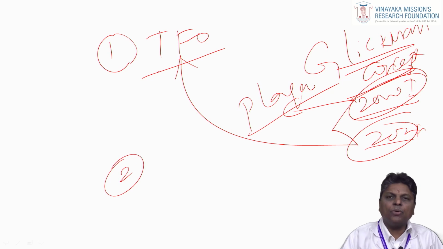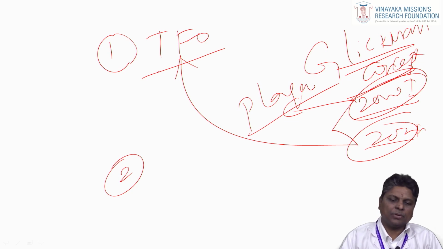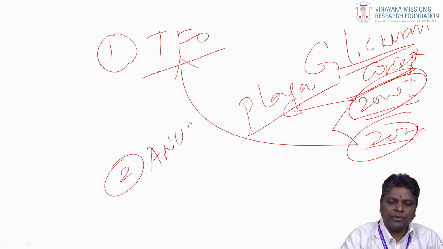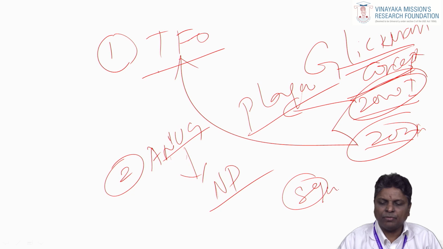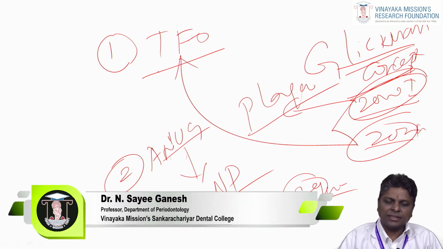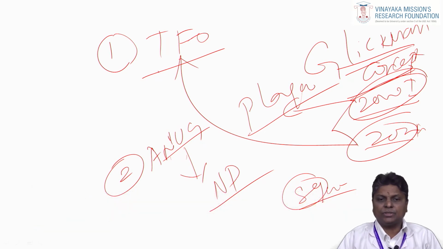The second one is acute necrotizing ulcerative gingivitis, which you may all know, also called trench mouth. This ANUG can become NP, that is necrotizing periodontitis. You can see there is no pocket formation; only bone loss takes place in the area. Why? Because ANUG is a rapidly invading disease. Spirochetes are very fast-moving organisms, which you can see only under the electron microscope.